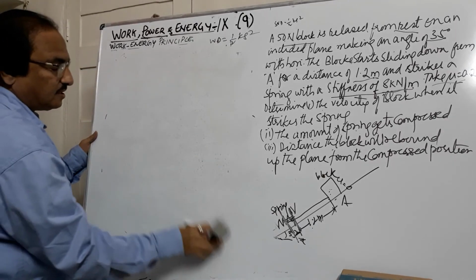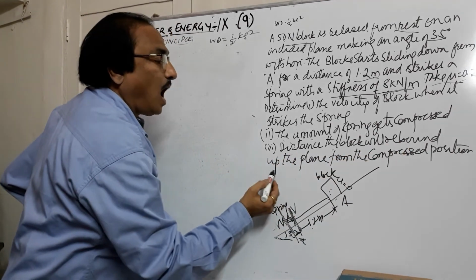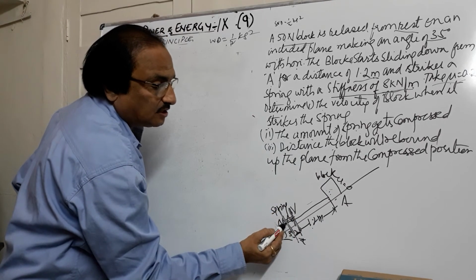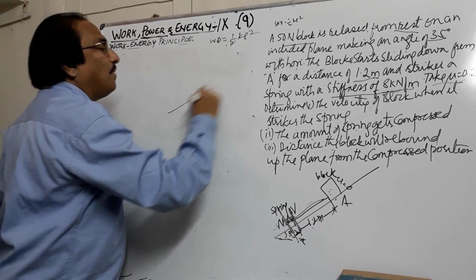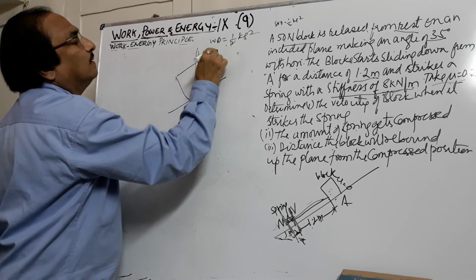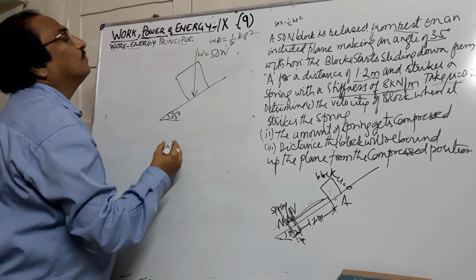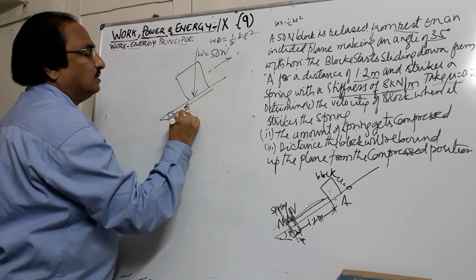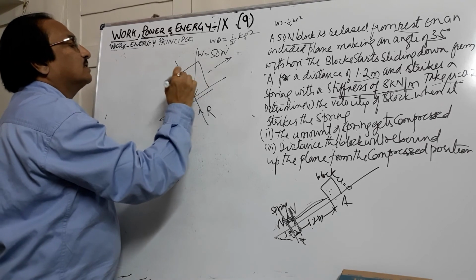Now the third part says about the rebound: the distance the block will rebound up the plane from the compressed position. So when it hits, the spring gets compressed, and the spring will again rebound it. So you will have to find out the distance for which it will be moving up the plane. Suppose this is a block. It has its weight of 50 Newton, inclined at an angle of 35 degrees. Now here the block is moving up the plane, so the force of friction will be down the plane. So this is the normal reaction R, and this is the angle 35.